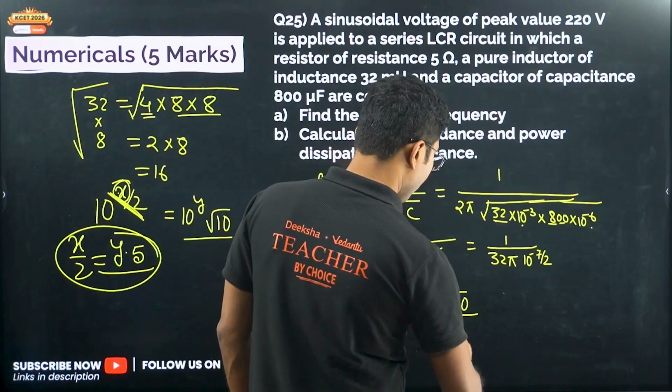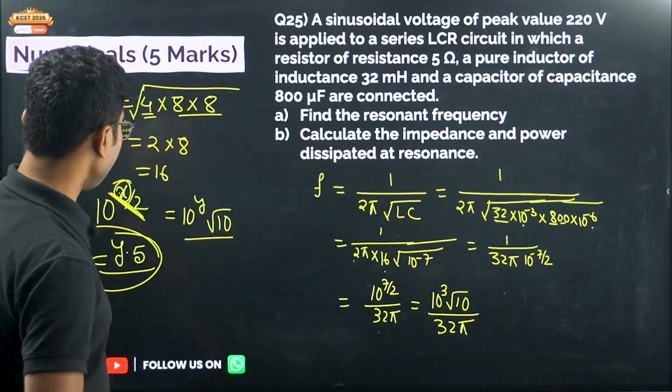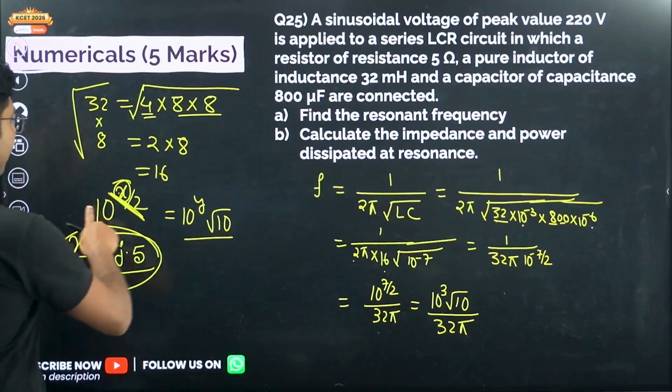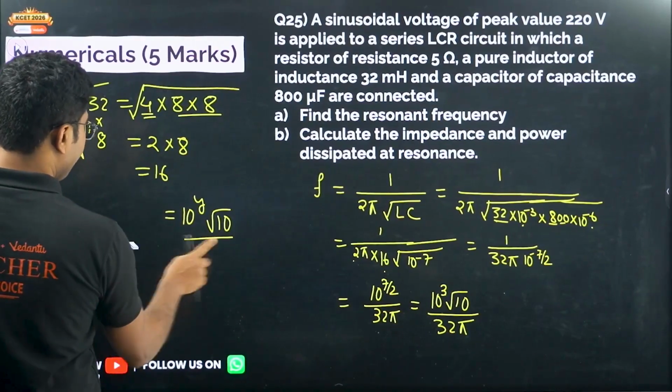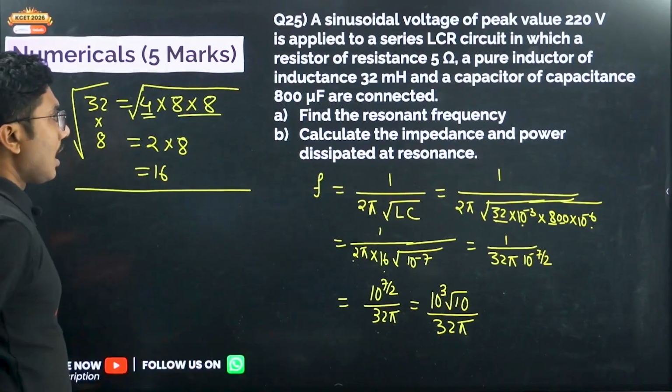So 32 pi, and you can calculate the value of the frequency in this case, but the problem is not done. I will show you the frequency in a while. Okay, again, if you have a calculator, calculate it and let me know the answer in the comment section.